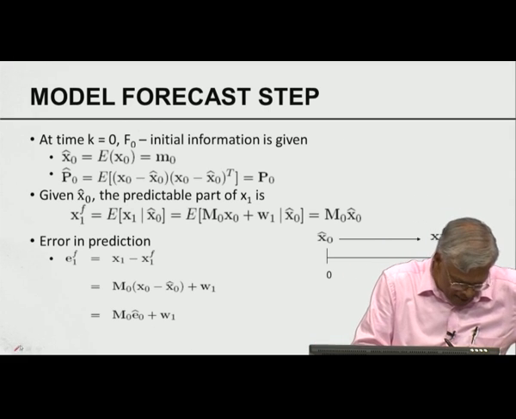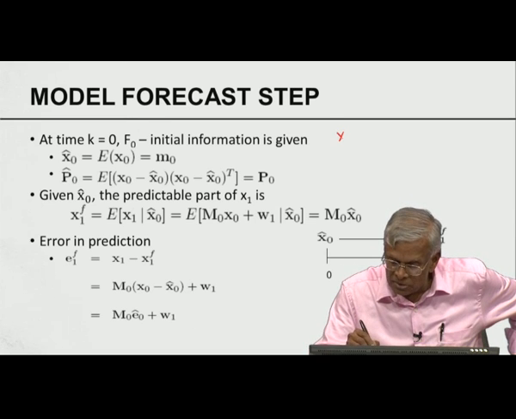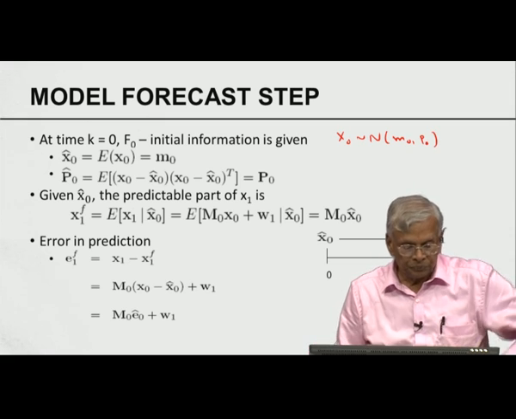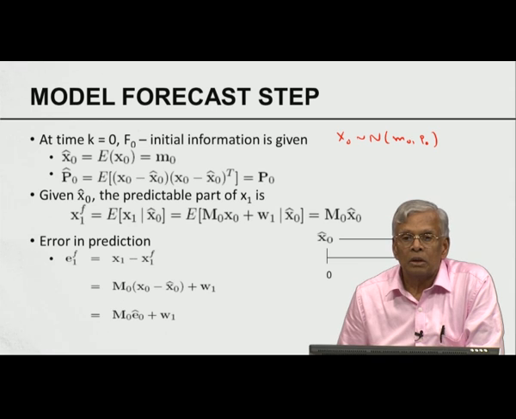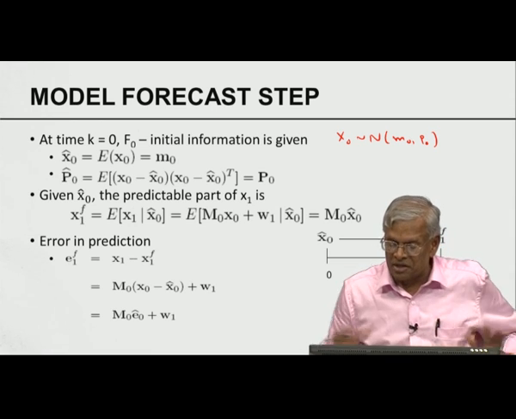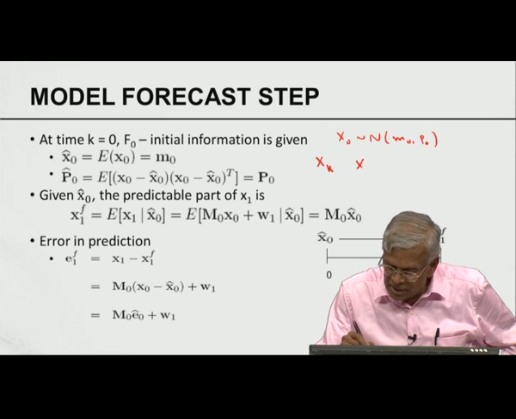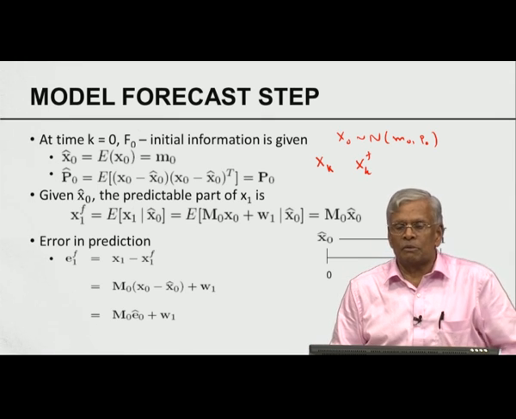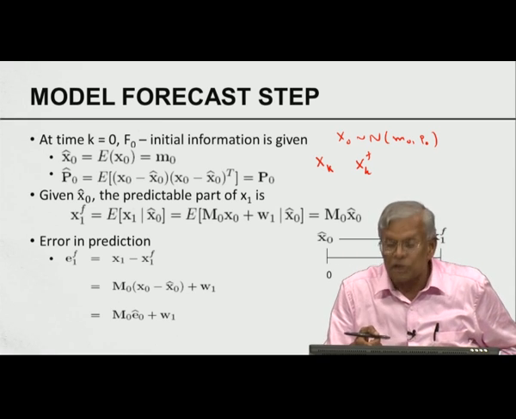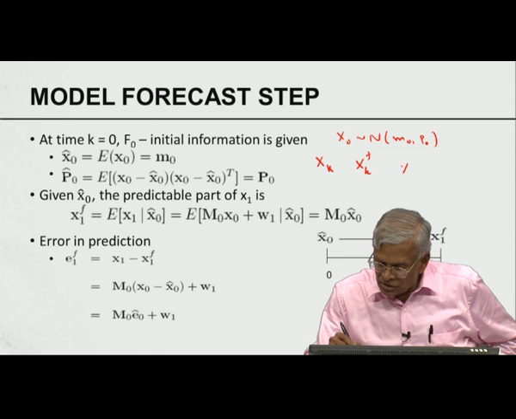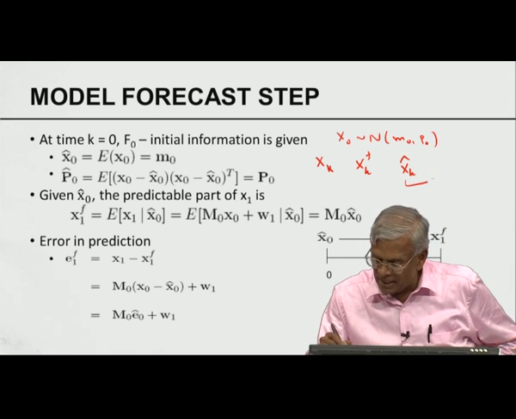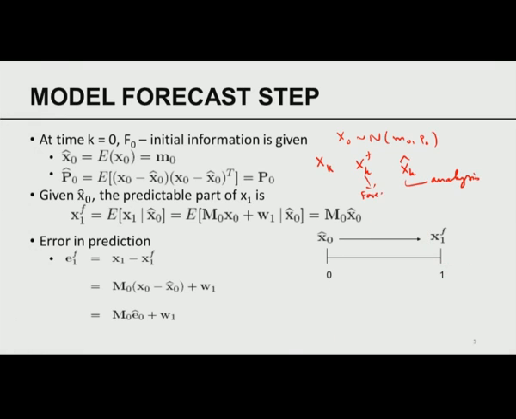Please recall, my initial conditions are random. I have assumed the initial conditions come from a normal distribution with the mean m0 and the covariance P0. Now I would like to be able to separate several quantities of interest to us. Xk is the true state. Xk^f is a forecast estimate of the true state. Xk hat is the analysis. So this is the analysis, this is the forecast.